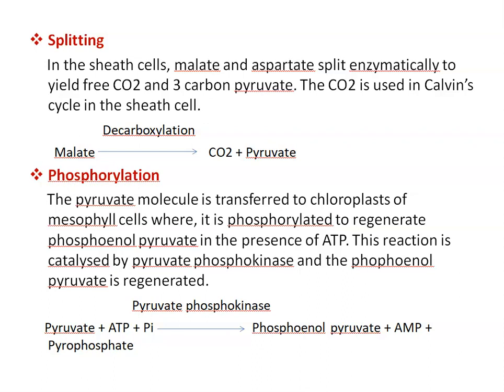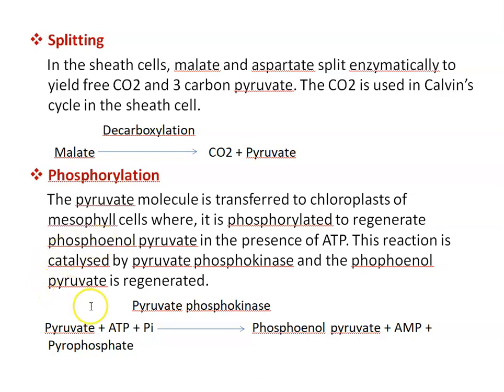The third step is splitting. In bundle sheath cells, this malate and aspartate split enzymatically to yield free carbon dioxide, meaning decarboxylation, removal of carbon dioxide, plus pyruvate, which is a 3-carbon compound. The carbon dioxide produced in this reaction is used in the Calvin cycle in sheath cells for the production of sugars. And the last step is phosphorylation. Phosphorylation means attachment of a phosphate group to a molecule.